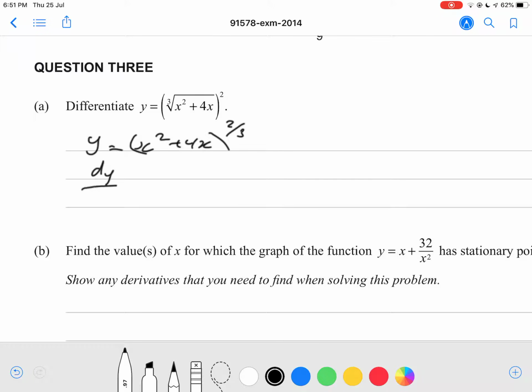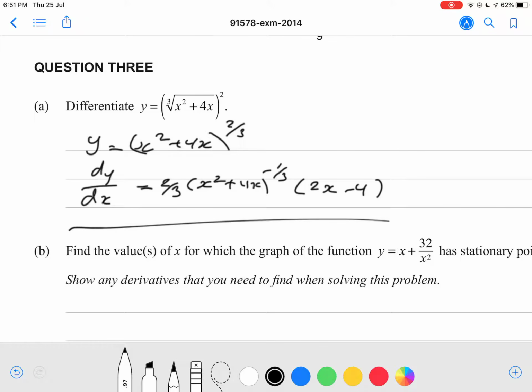So dy over dx. It's a chain rule, okay, so you move the 2 over 3, and then multiply by the inside function, x squared plus 4x. You move the power down by 1, and then you multiply by the derivative of the inner function, okay, so that becomes 2x minus 4. So basically, then you multiply by the derivative of the inner function.